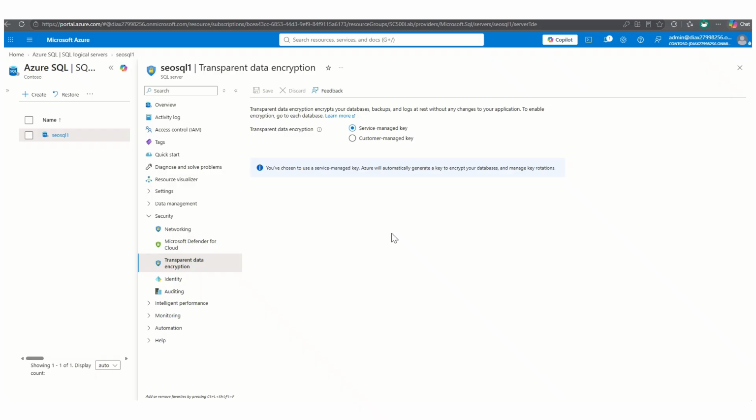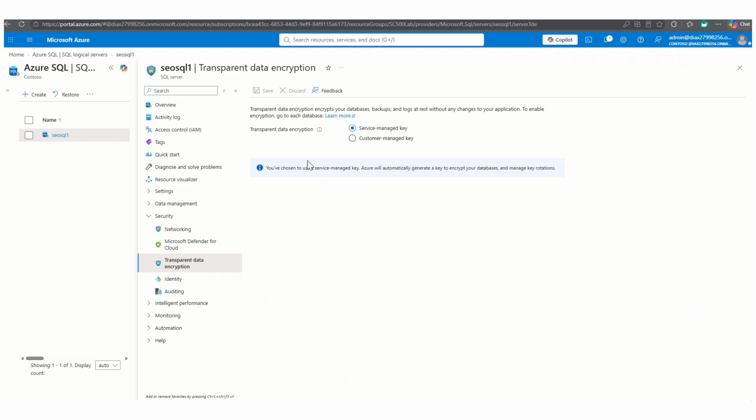To enable encryption, go to each database. You have two choices: encryption, the TDE, transparent data encryption. You can use either a service managed key or use your own key stored in Azure Key Vault, and that's what you would choose over there. So those are the main pieces.